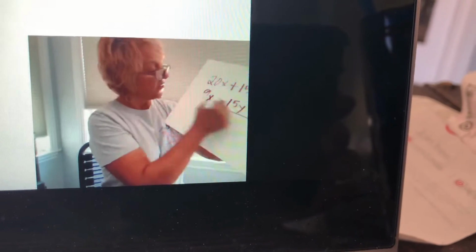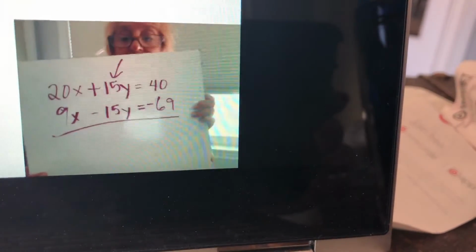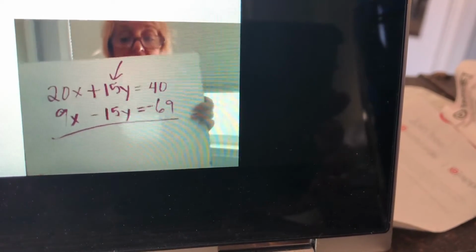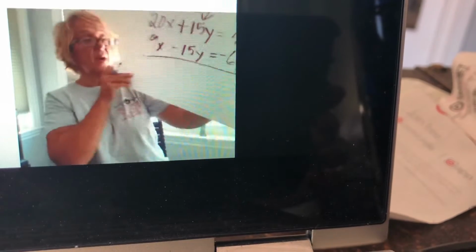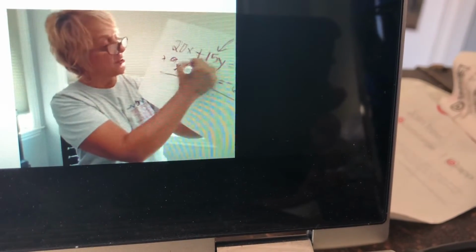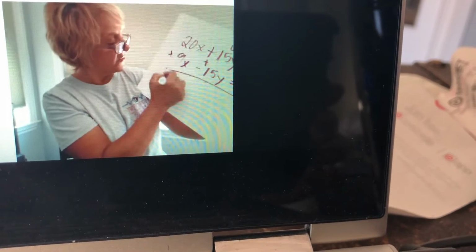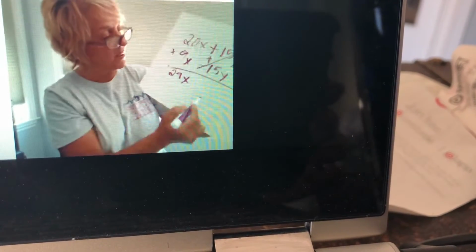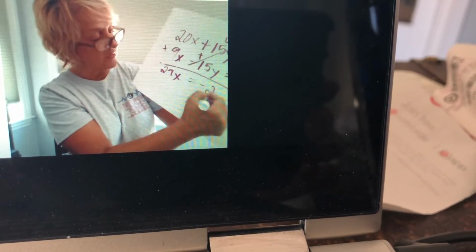Okay? So this is the term I'm going to eliminate. And I'm eliminating that one because it has 15 in front. When one is positive and one is negative, you are going to add. So I'm going to add each term to its like term. So 20 plus 9 is 29x. This middle term eliminates. And 40 plus negative 69 is a negative 29.